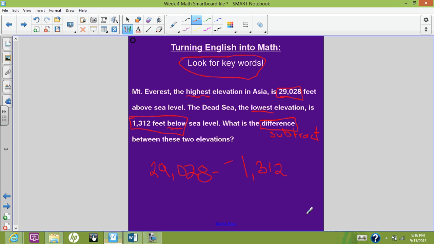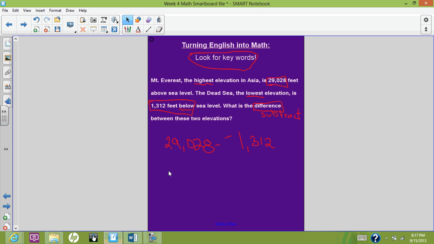I told you in the video yesterday, and I've said it again and again and again. Anytime you have a subtraction problem, I need you guys to change it to addition. So if I were to change this problem to addition, it would be keep the first number, 29,028, change subtraction to addition, and take the opposite of this second number. So instead of it being negative, it's going to become positive 1,312. That is my new problem.